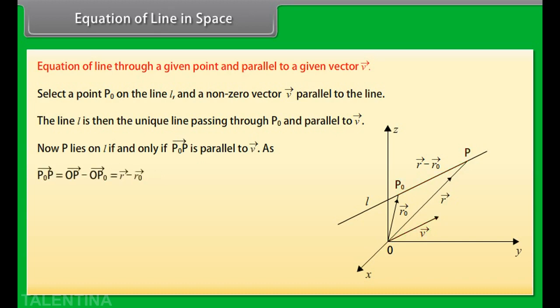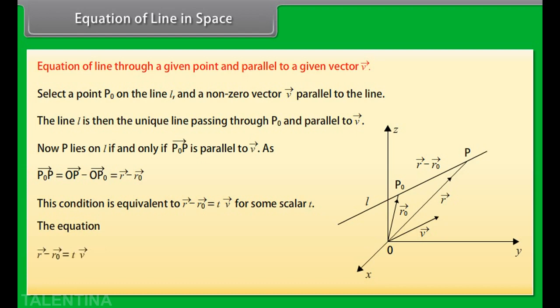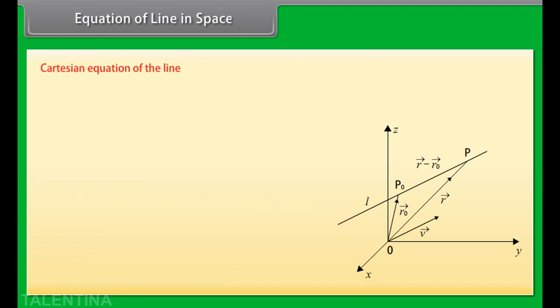As vector P0P is equal to vector OP minus vector OP0, which equals vector R minus vector R0. This condition is equivalent to vector R minus vector R0 equals T vector V for some scalar T. The equation vector R minus vector R0 equals T vector V is called a vector equation of the line L. Cartesian equation of the line.